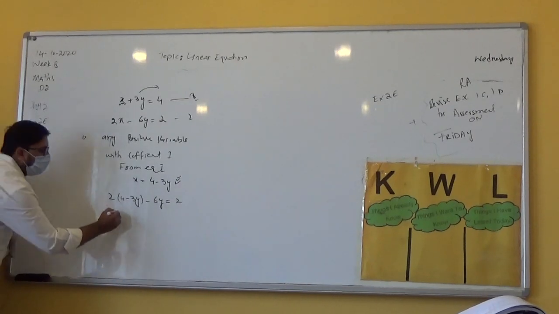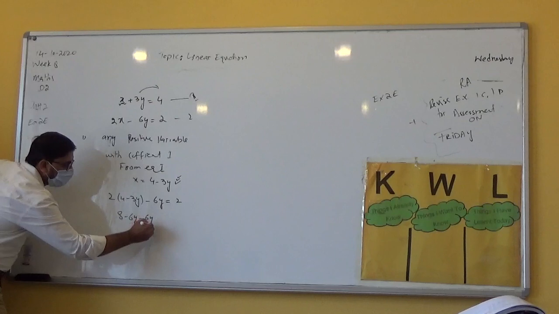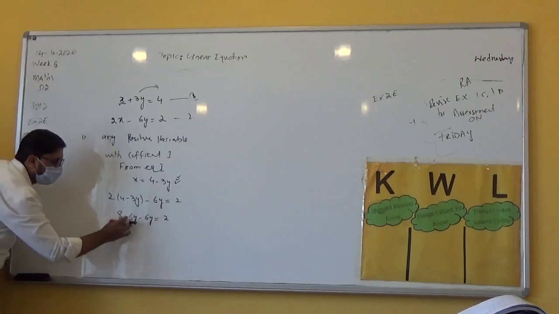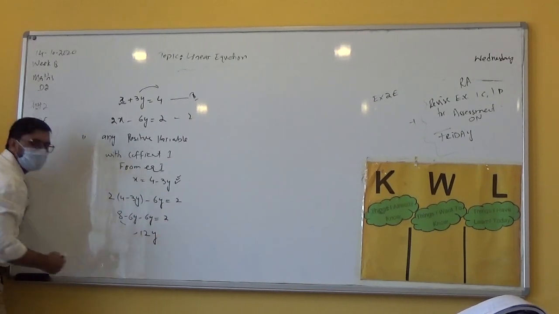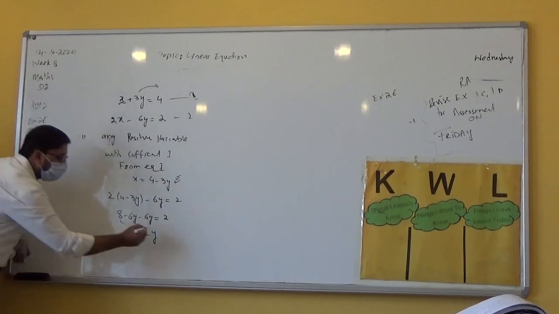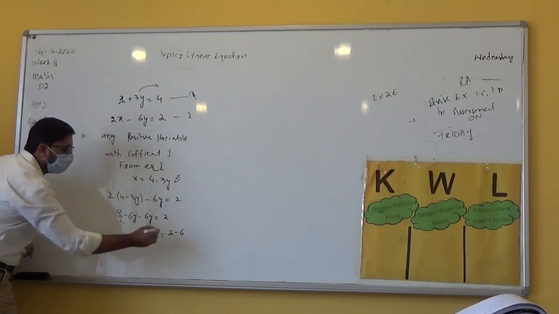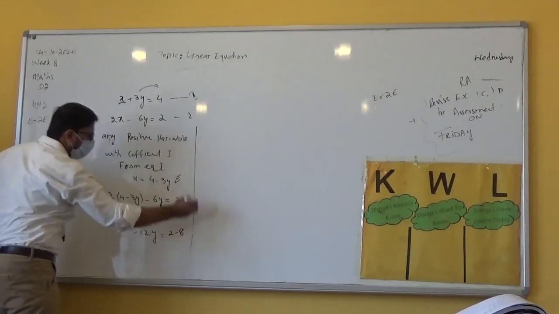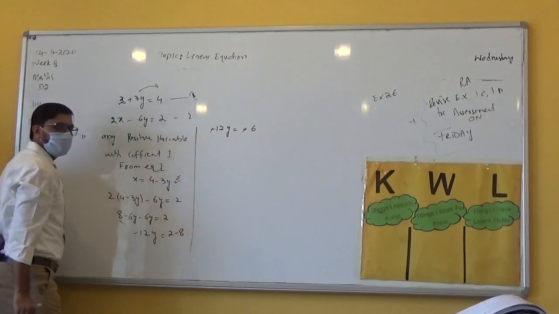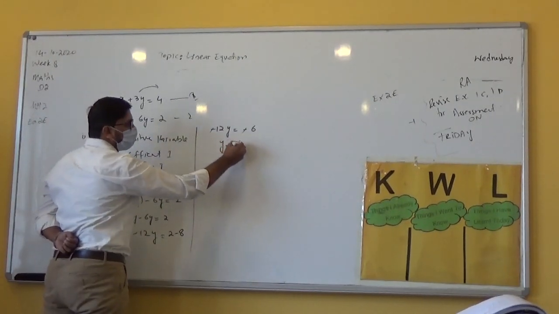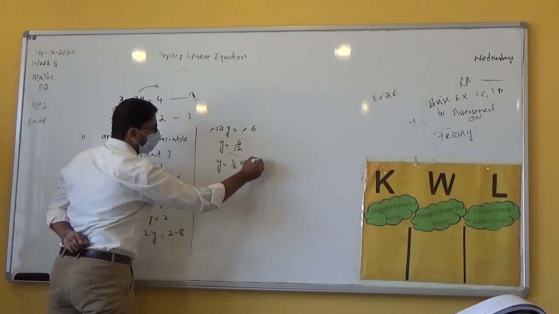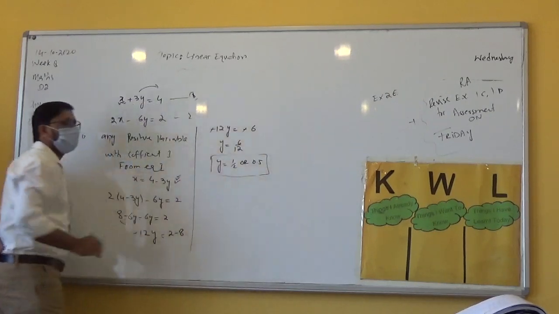Expansion: 8 minus 6y minus 6y is equal to 2. So 8 goes to the other side. Minus 6 and minus 6 is minus 12y, both bearing the same sign, is equal to 2 minus 8. So minus 12y is equal to negative 6. Negative will be cancelled. So what is y then? 6 by 12, so y is equal to 1 by 2, or you can write it as 0.5. So this is the value of y.